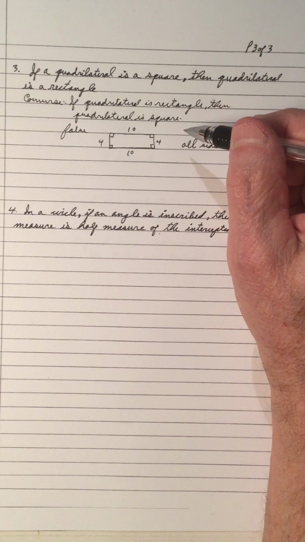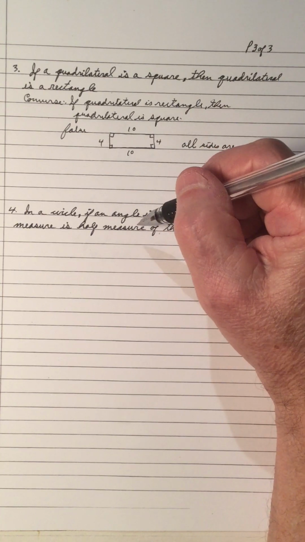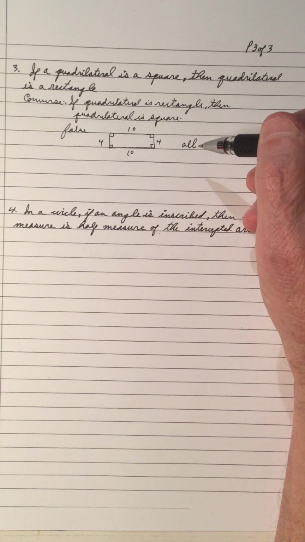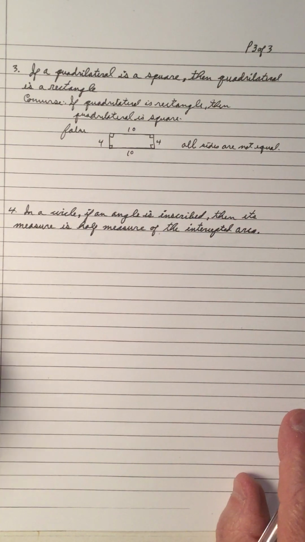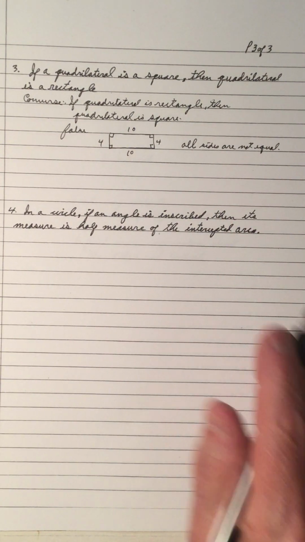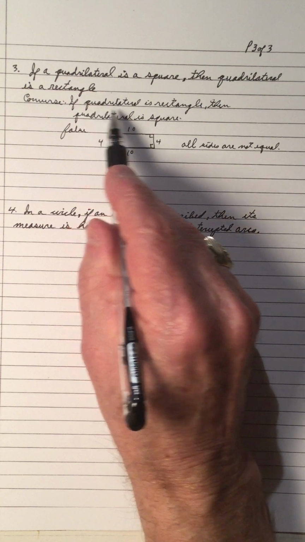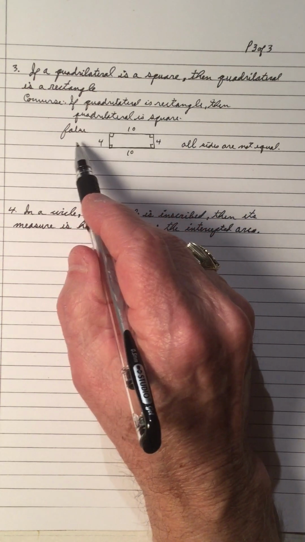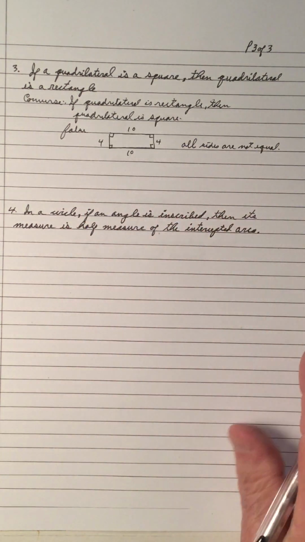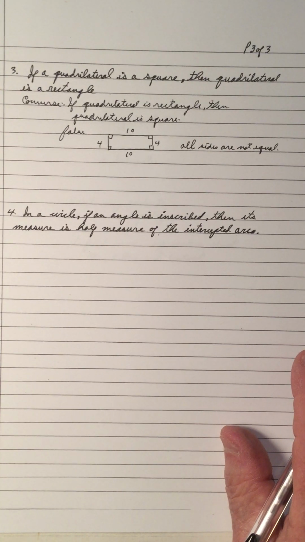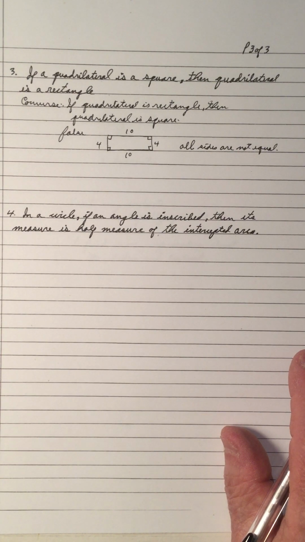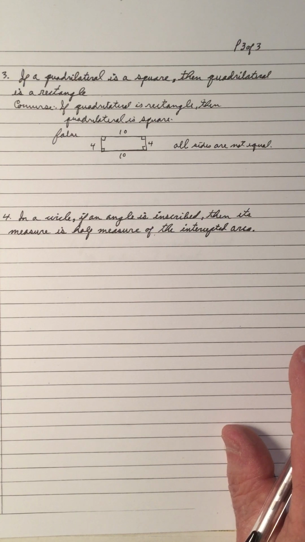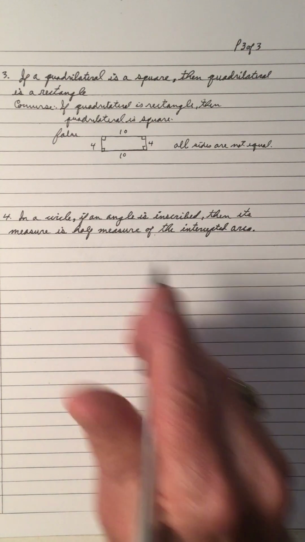If you have a square, then you have opposite sides equal because all of them are equal. But a rectangle is not a square. So because the converse is false, then we can't write it in the if and then form. In a circle, if an angle is inscribed, then its measure is half the measure of the intercepted arc.